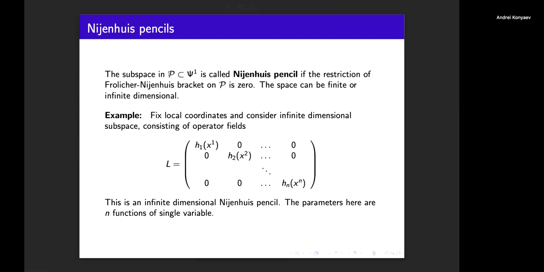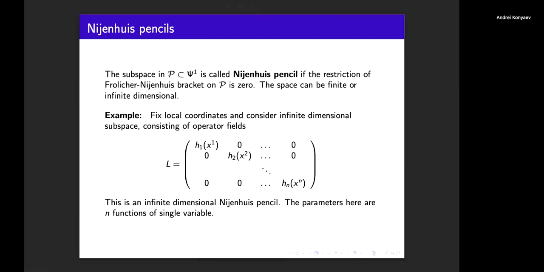Okay, so the first example is rather simple. If we fix coordinates and consider an infinite dimensional subspace consisting of such operators, we just fix coordinates and write them in coordinates. Obviously, the family is parameterized by n functions of one variable. It is obvious that it is a linear space, and when I say linear space, I mean a linear space over the field. If we take a sum, or multiply them by numbers, it's okay. The set is closed, so it's a vector space.